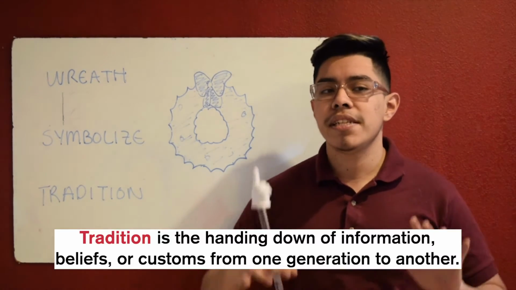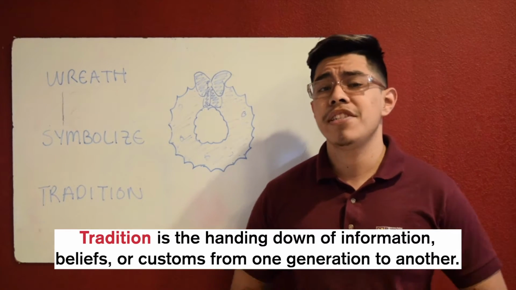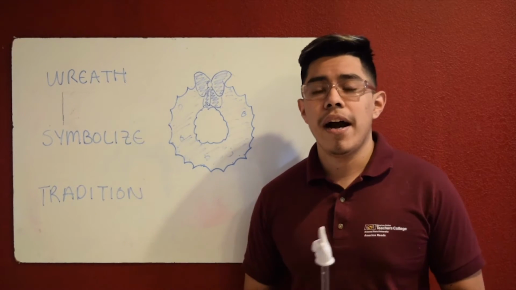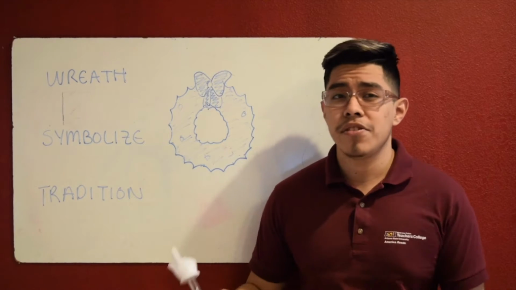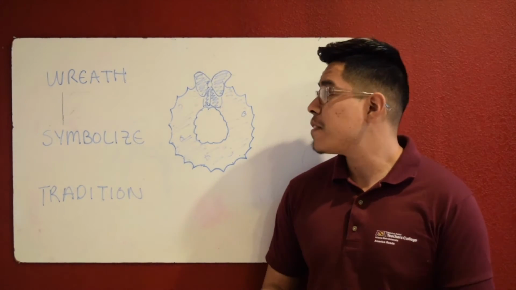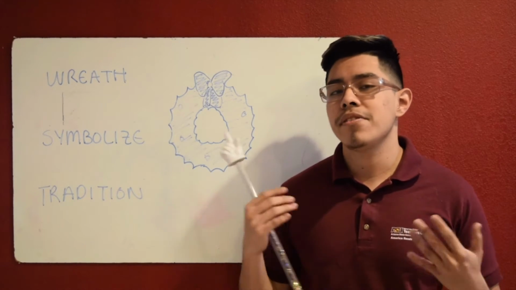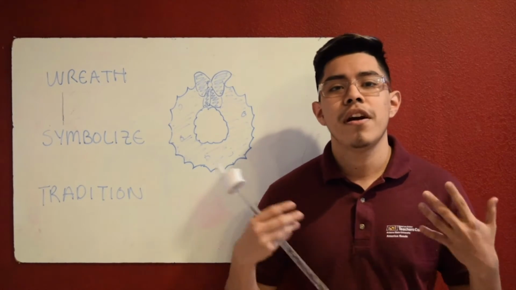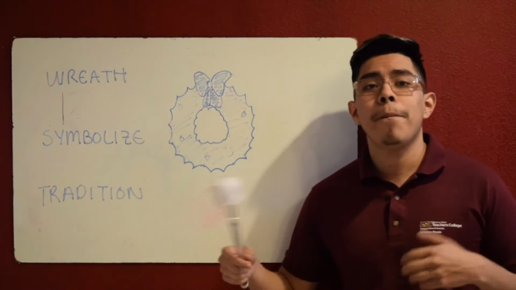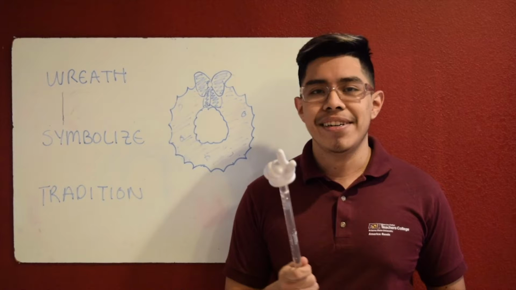So now, next up, tradition. Well, tradition is the handing down of information, beliefs, or customs from one generation to another. So for example, there are many traditions happening all over the world from different countries, and each one has its own cultural beliefs. Like for example, wreath. A wreath can mean anything based on a different tradition, based on a different culture of each person. So now that we learned the vocabulary here, Marian's going to show you guys an activity on making your own wreath. So we'll go to her.